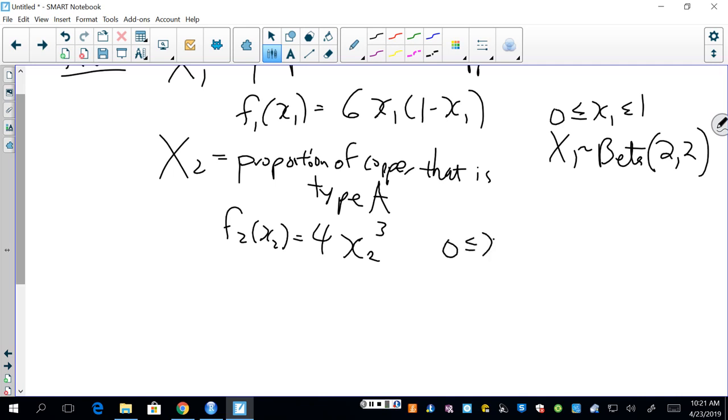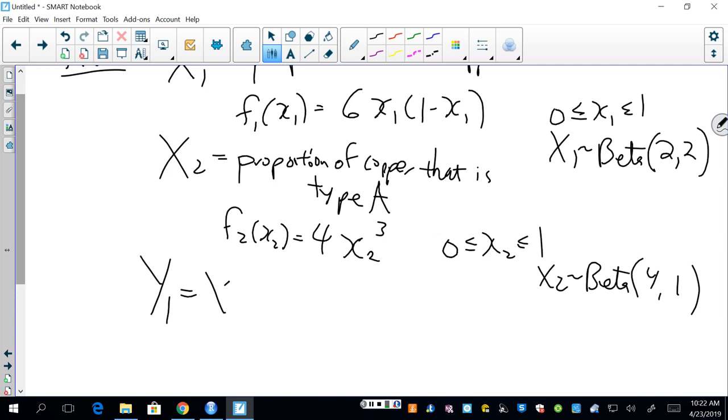X, the proportion, it's a proportion again, so it's going to be between 0 and 1. So x2 is again some beta distribution. The power 1 minus x goes away if the power is 0. So this one would be a 4, 1. That would be the particular beta distribution for this one. And what we're going to be interested in is in that first variable, x1 times x2.